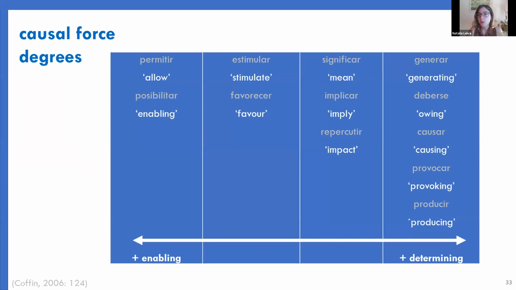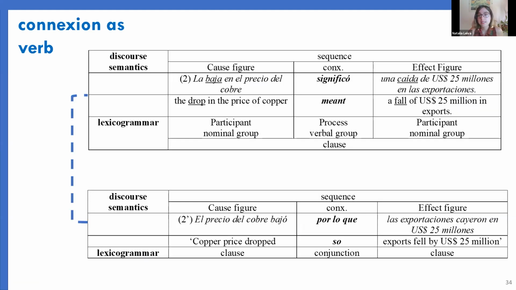In my data, 12 different verbs realizing causal connection were found in logical metaphors. These are aligned along the scale that ranges from more enabling to more determining. Regarding heteroglossic engagement, connections such as allowed expand the dialogic space, while meant contracts it. And it is interesting to note that this possibility of tuning up or down causal force is not available in conjunctions. This can be seen precisely in the congruent agnate of our example.